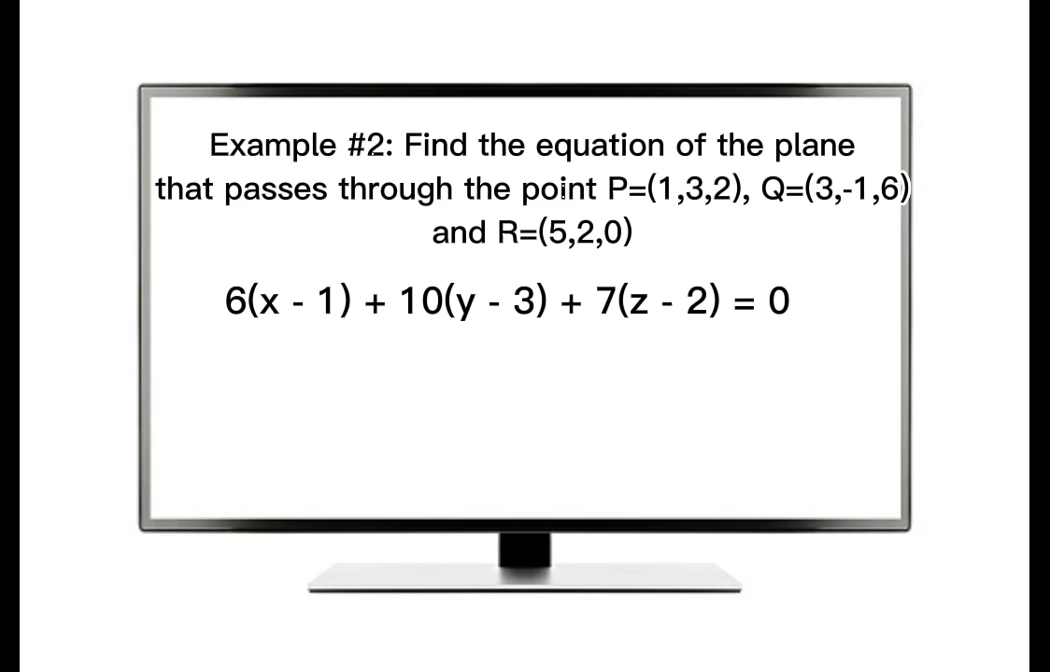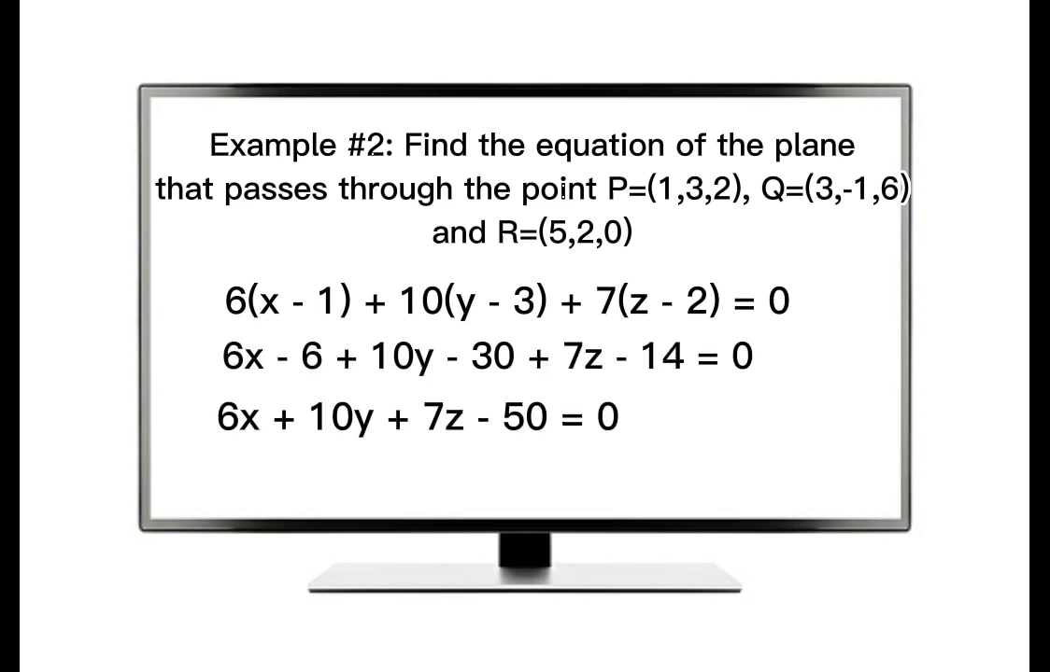So our equation is 6 times x minus 1 plus 10 times y minus 3 plus 7 times z minus 2 equals 0. This form is okay. If you choose to multiply everything out, you get 6x plus 10y plus 7z is equal to 50.